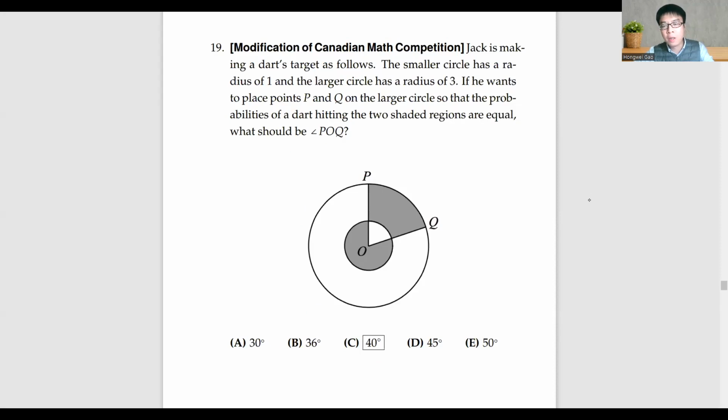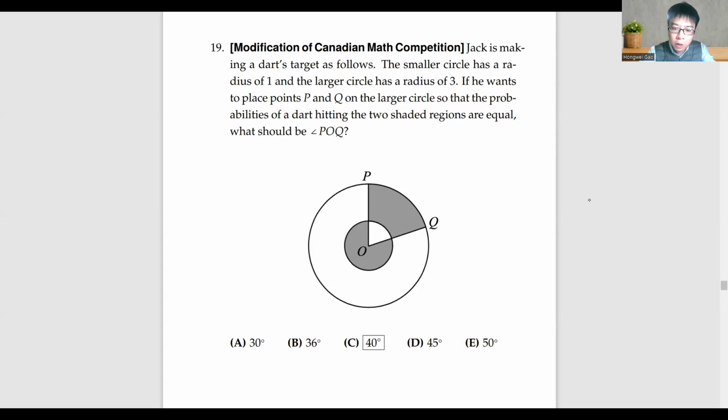Question 19. Jack is making a darts target as follows. The small circle has a radius 1 and the largest circle has a radius 3. If you want to place point P, Q on the largest circle so that the probability of dart hitting the two shaded regions are equal, what should be the central angle POQ?